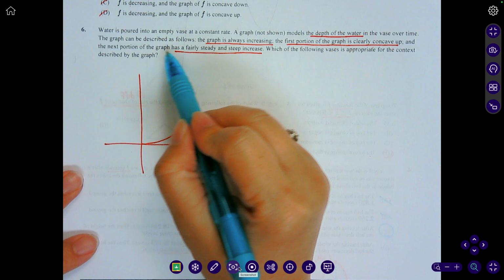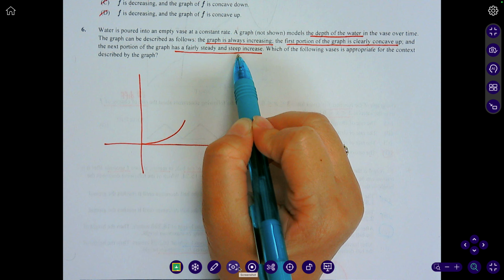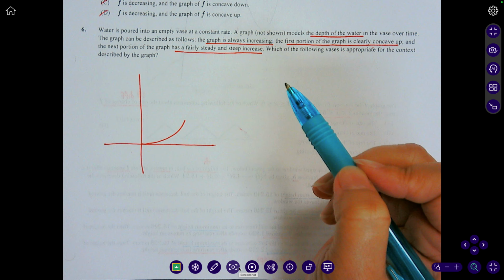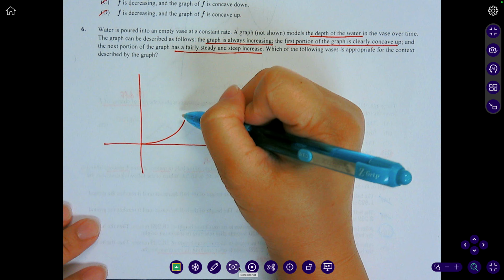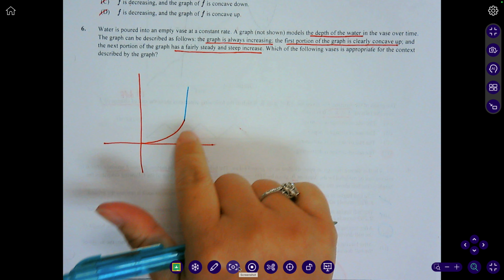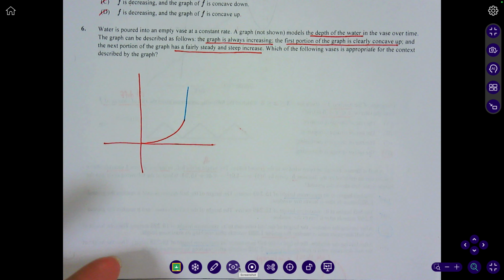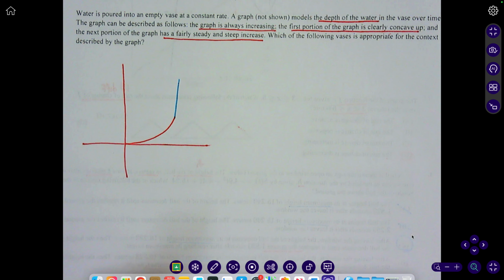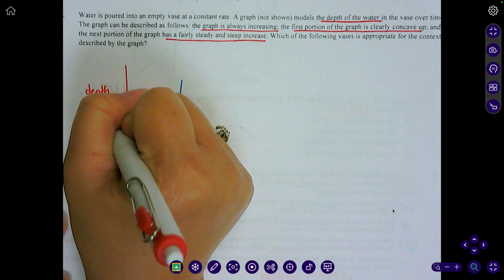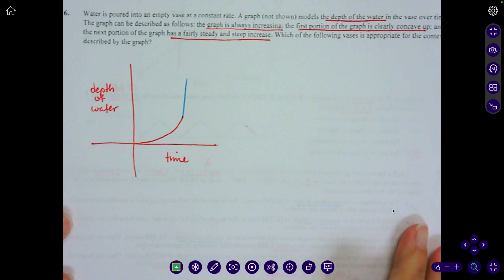The next portion, they tell me, is that the graph is fairly steady with a steep increase. Steady means it's a line. Steep increase means the slope is a big number. Is that good? So I'm going to say it might look like this. That's my line. So that's what my graph could look like. Okay? So now, based on that, you're going to have to make sure you understand, well, what does this mean? Well, this stands for the depth of water. This stands for time. Okay?